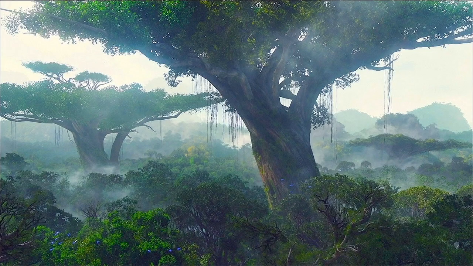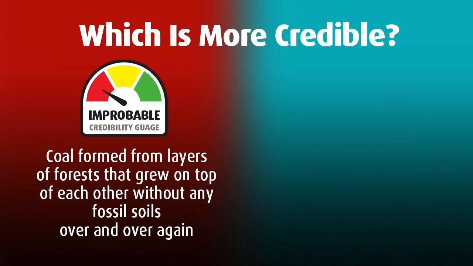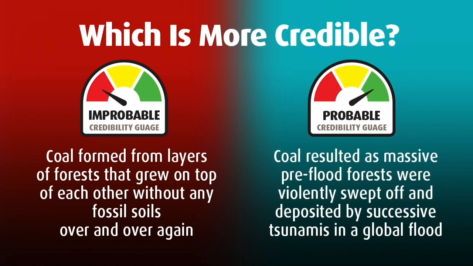So the creation model for coal is that pre-Diluvian forests were swept off in repeated mega tsunamis that constituted the flood. And the forest masses were deposited and covered with other sediments. This is why there's no fossil soils under the coal deposits. So, which is more credible? Coal formed from layers of forest that grew on top of each other without any fossil soils over and over again? Or coal resulted as massive pre-flood forests were violently swept off and deposited by successive tsunamis in a global flood.